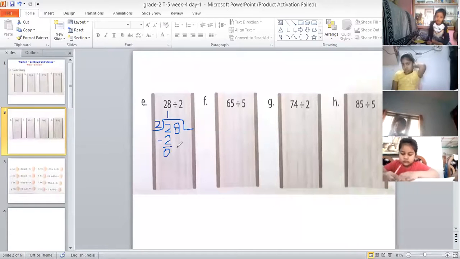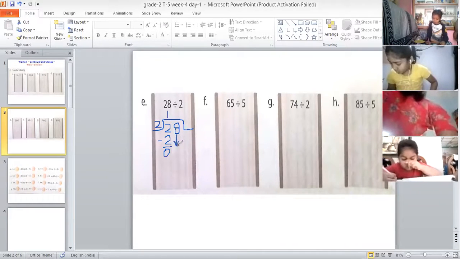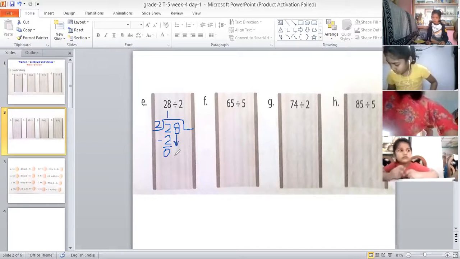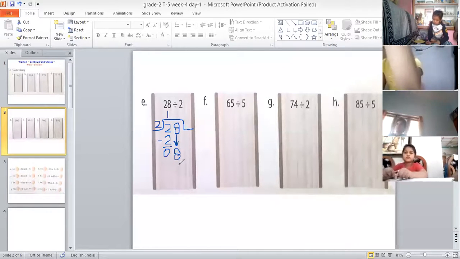Yes, ma'am. What we'll do next? Arrow. Yes, we will make an arrow here and then we will copy this 8 beside this 0. Very good, Ashrita. Now the number is 8. Can we get 8 in 2 table? Yes, ma'am. 4.